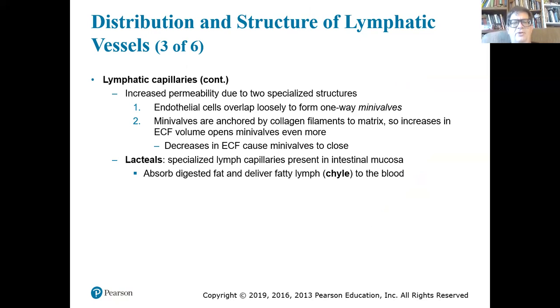Extracellular fluid volume will open the mini valves even more. Decreases in extracellular fluid cause the mini valves to close. We already talked about that. In fact, I'll jump ahead. We'll get to it, but all the things that you've seen in the venous system of blood, you're going to see the same things here, where you're going to have one-way valves made out of the endothelium that keep things moving up, where you have the respiratory pump and the muscular pump squeezing the vessel to move the fluid up. Same thing is happening here, and it's even more important here because you've got zero pressure from the heart. All right.